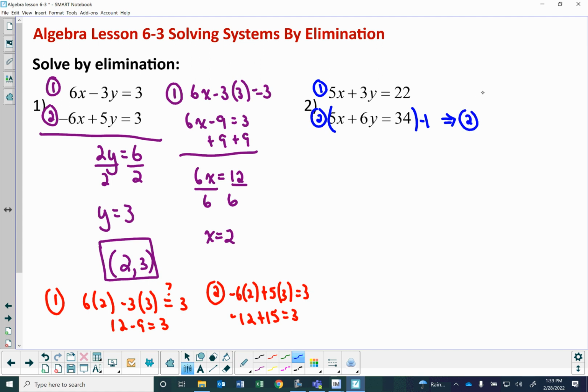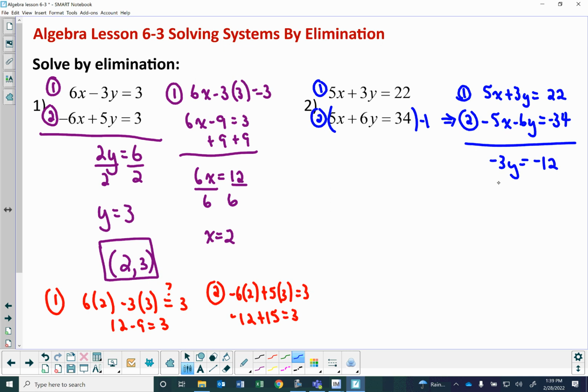My new equation would be negative 5x minus 6y equals negative 34. My original first equation, 5x plus 3y equals 22, stands. So if I add these two together, I get negative 3y equals negative 12. Divide by negative 3, and y is equal to positive 4.